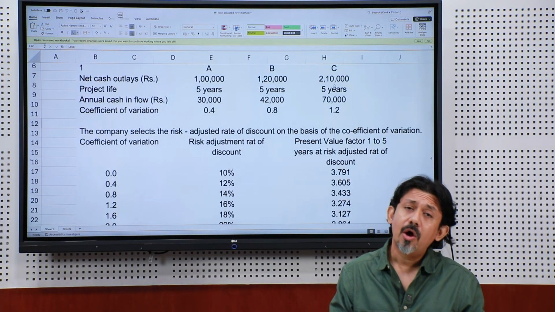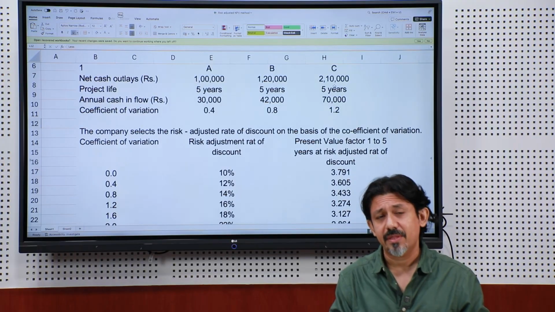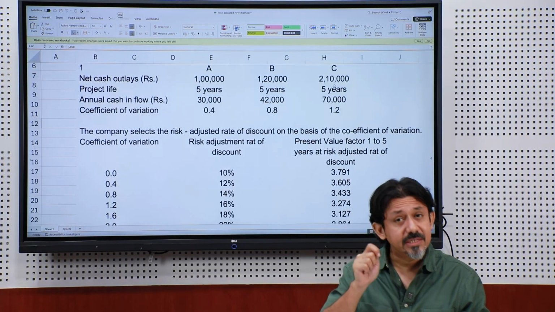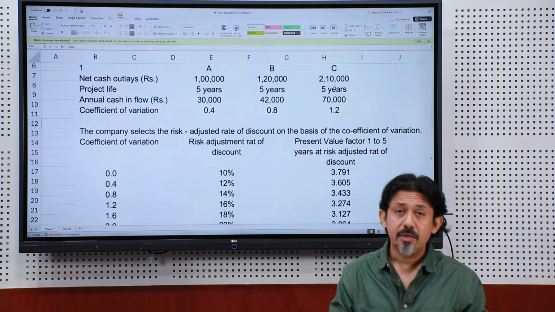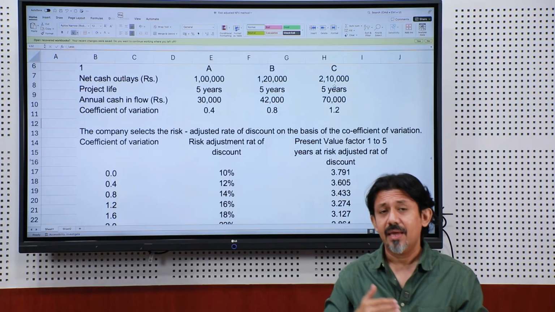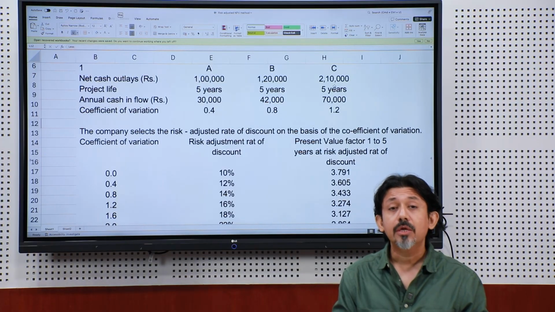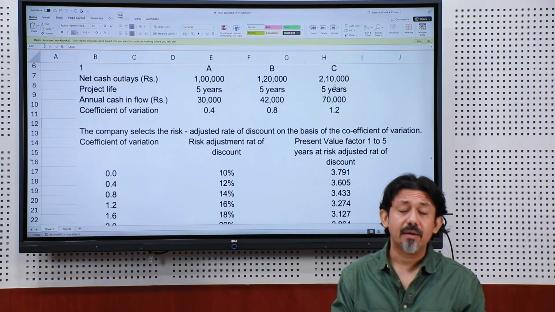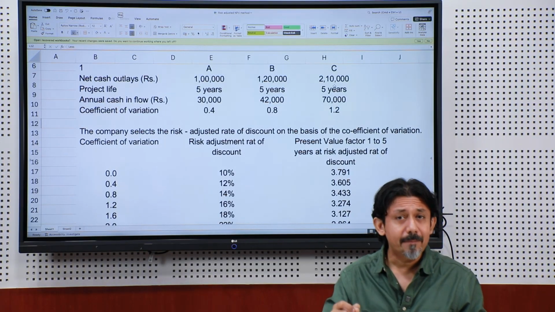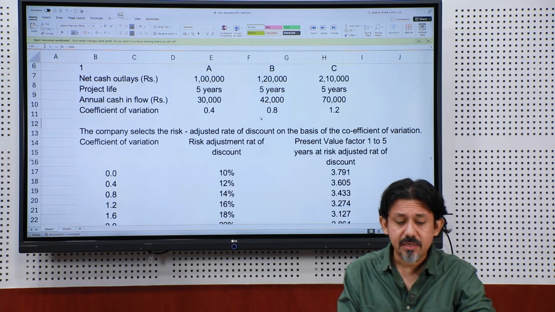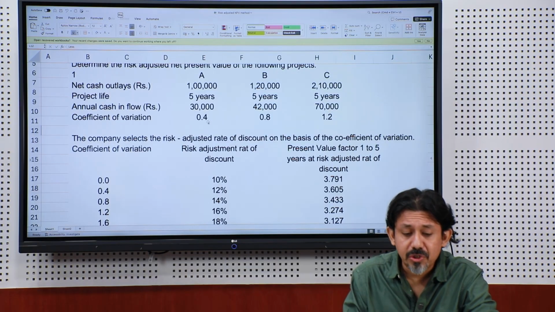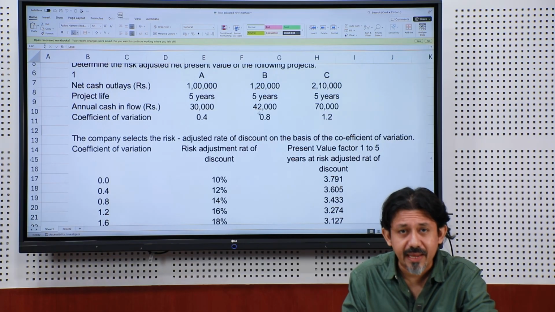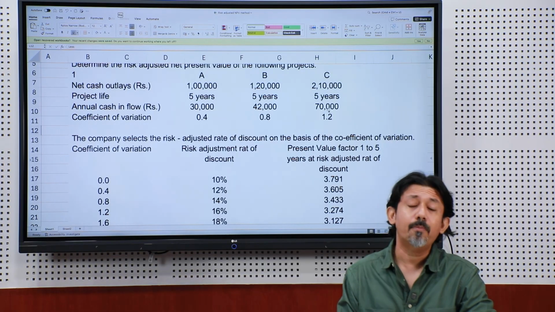So, this risk adjusted NPV method essentially says that adjust the discount rate according to the level of risk involved. So, since project A, B and C have a different level of risk, use a different discount rate for evaluating project A, B and C. Hence, if you notice, in the case you have been given coefficient of variation. Coefficient of variation in project A is 0.4, in project B is 0.8 and in project C is 1.2.